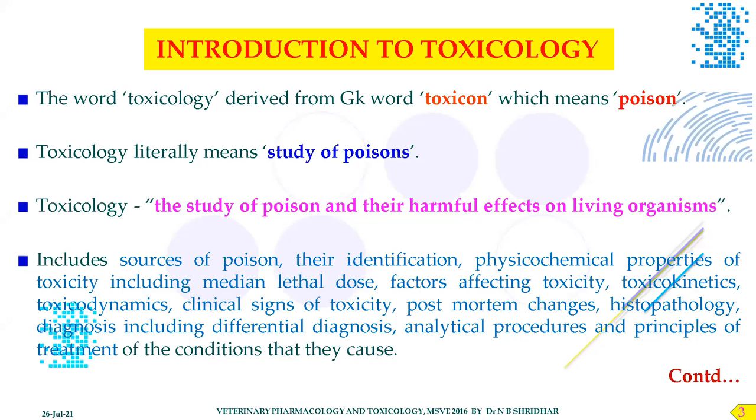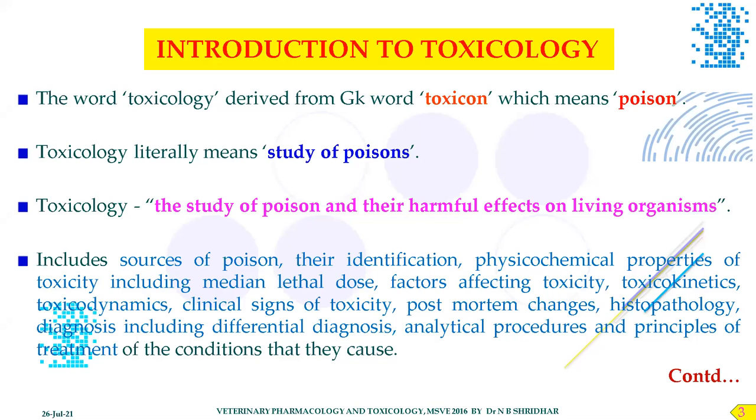This includes varieties of factors, like the source of the poison, how to identify this type of poison, and the physico-chemical properties of toxicity, including the LD50 or median lethal dose 50, then factors affecting toxicity. Once again, a variety of factors affect toxicity, then kinetics, dynamics, and the clinical signs of toxicity of different toxic materials. Of course, some postmortem findings are pathognomonic in nature. Then the histopathological findings, then diagnosis, which is a very important part, including the differential diagnosis, because many times the clinical signs of poisoning overlap. They will exhibit similar clinical signs.